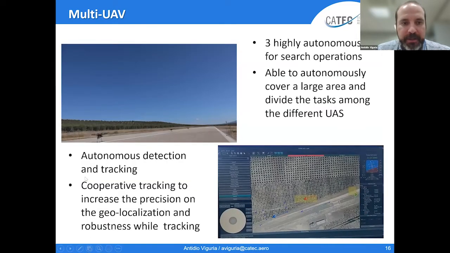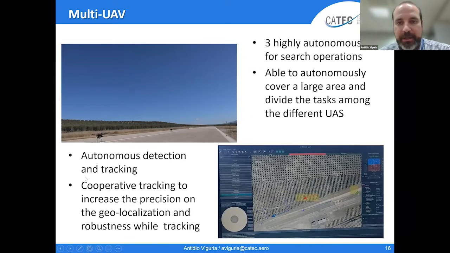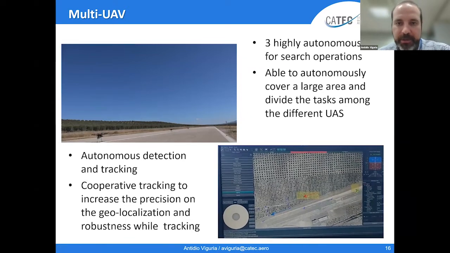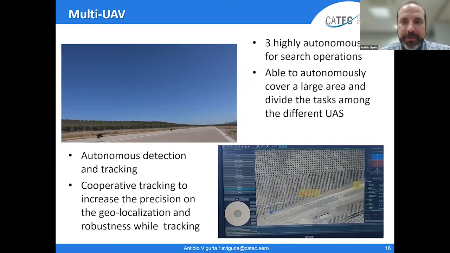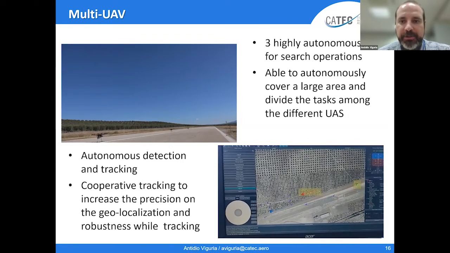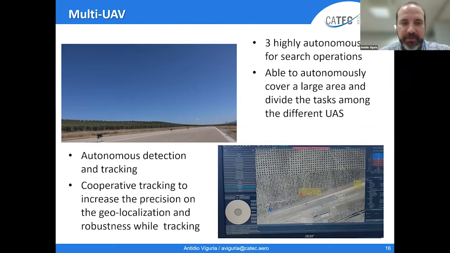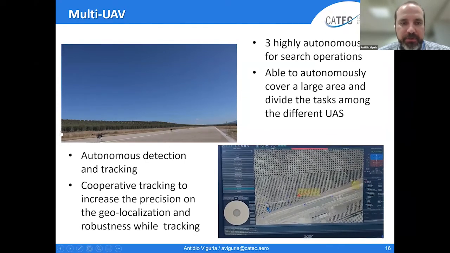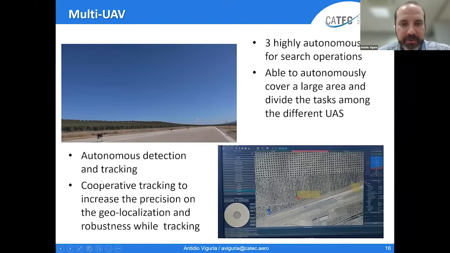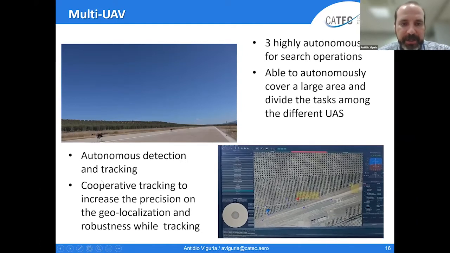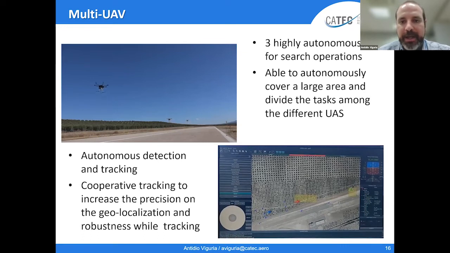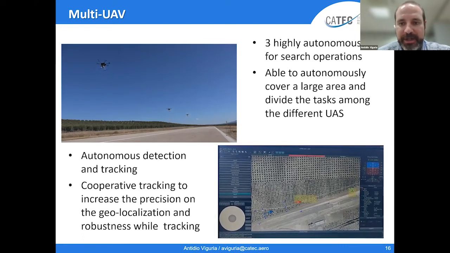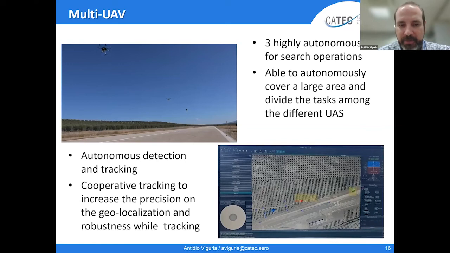Yeah. Here, this is also some more multi-UAV application that we are developing, for example, for such operations. So we have three autonomous UAS that will perform the operation in an outdoor environment, and they are able to automatically cover a large area and divide the task among the different ones.